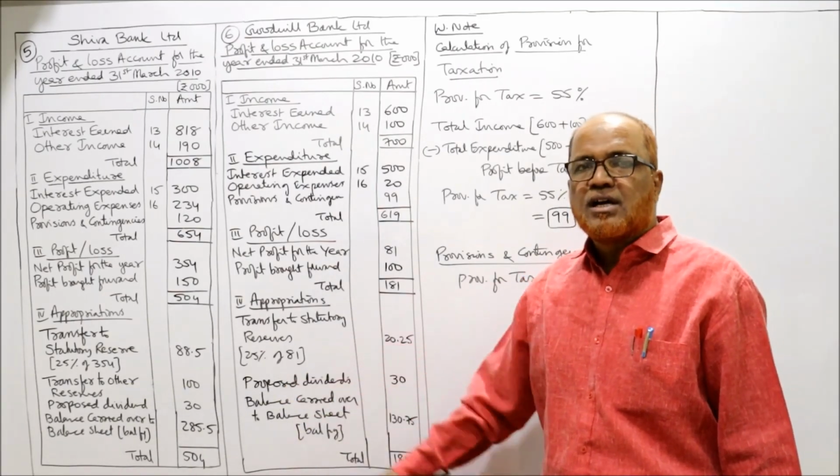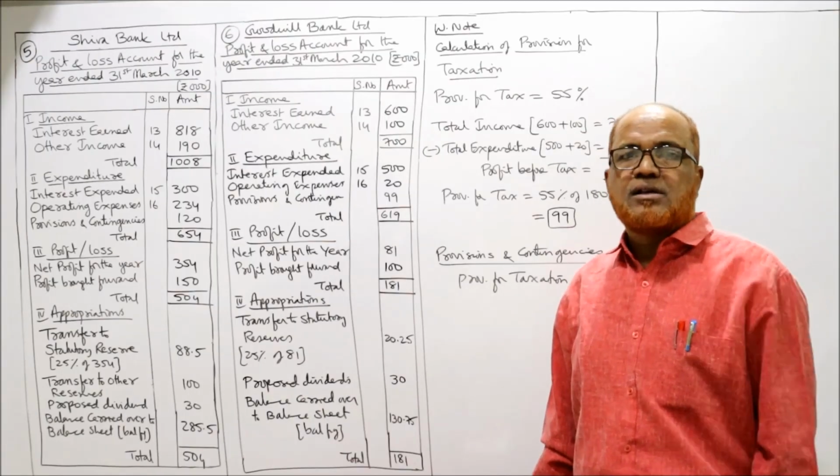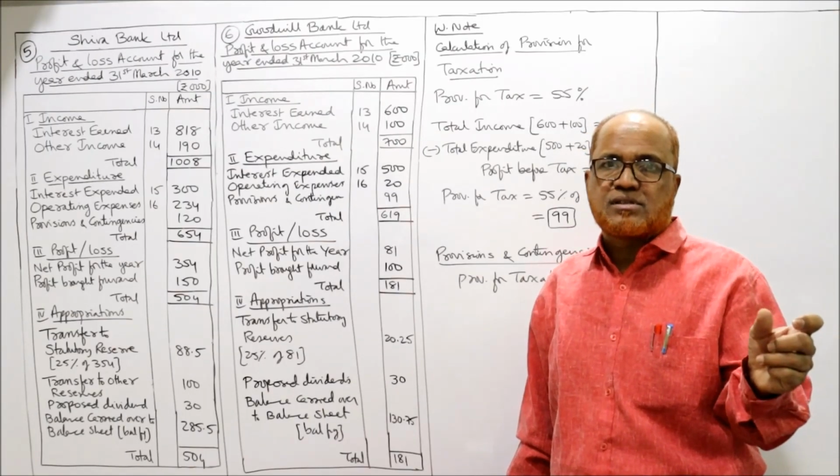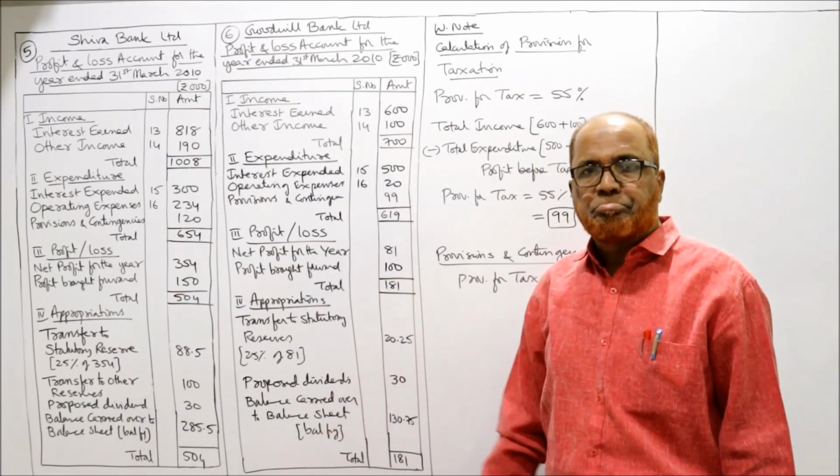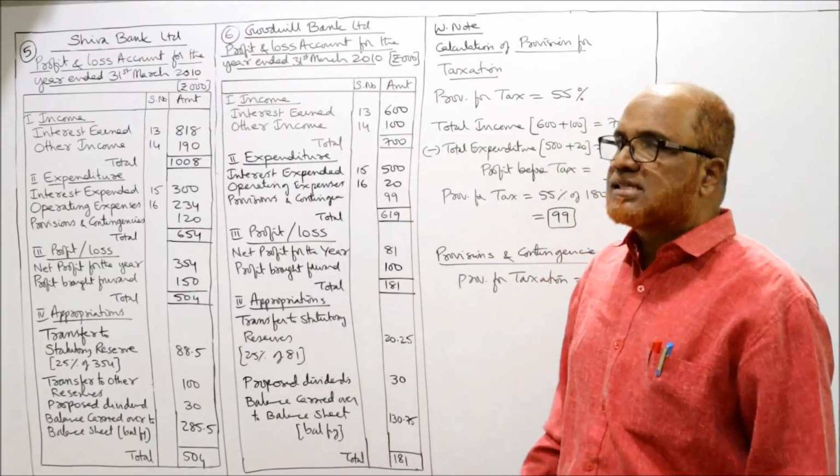And here the new point is, it is asking you to transfer some amount to reserves and propose dividend. That's it. So we have completed 6 problems.